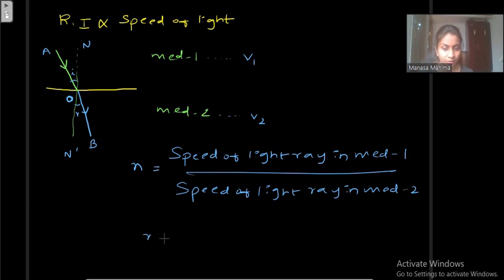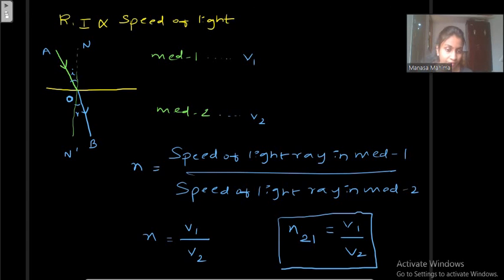So as we know, the speed of light in medium 1 is V1 and the speed of light in medium 2 is V2. See, this is the value of refractive index, but we don't know with respect to what, right? If I write N21, that represents the refractive index of medium 2 with respect to medium 1, which is equal to V1 by V2. In the same way, we can write the refractive index of medium 1 with respect to medium 2 by interchanging these two values, so it will be equal to V2 by V1.